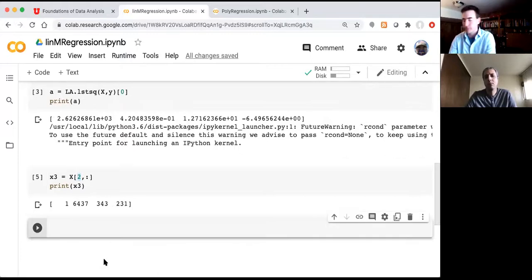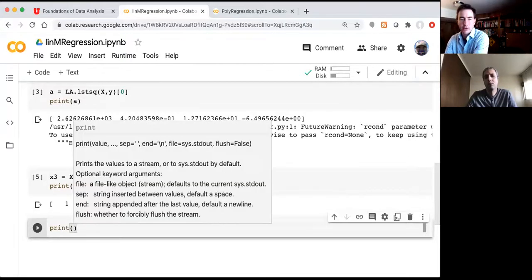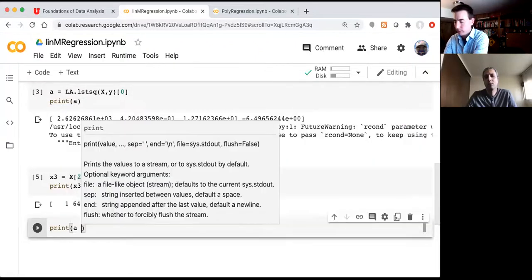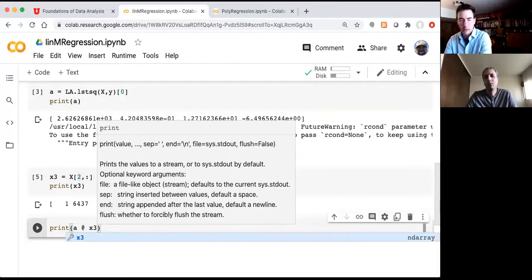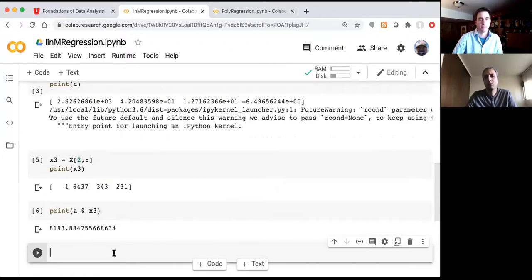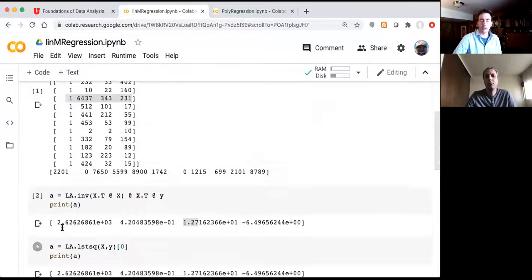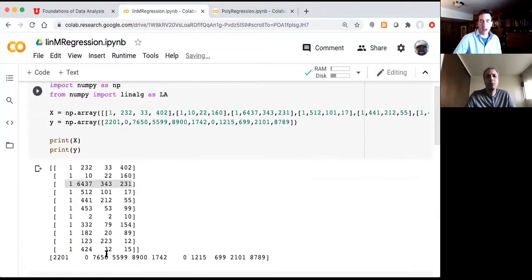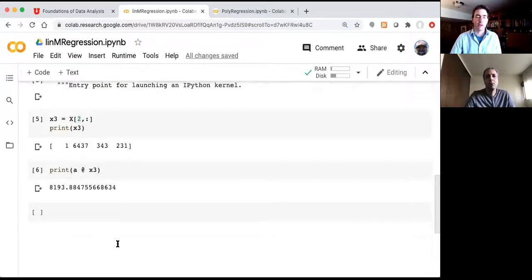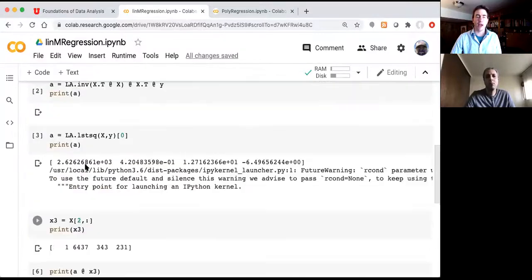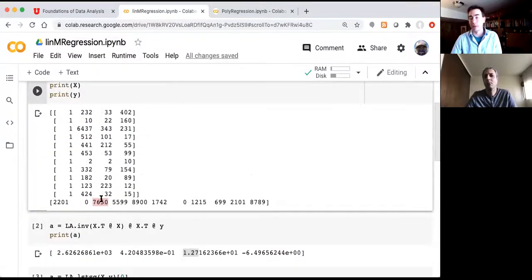Okay, and if I want to predict the value here, I take a dot product with x3, and the output is 81.93. So $81 is the prediction here, right? And the actual money was $76. So that's not so bad, actually. I predicted $81, and the actual value was $76.